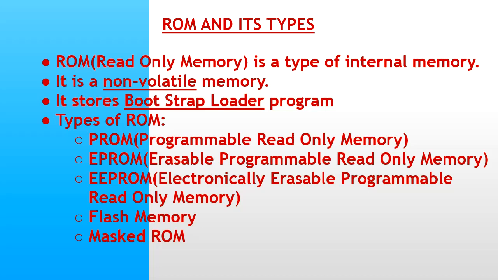Coming to the types of ROM, the first one is PROM, that is programmable read-only memory. The contents can be programmed using a special device known as a PROM programmer. It is also called OTP, that is one-time programmable ROM. This means it can be programmed only once at the time of manufacturing and cannot be modified later. PROM provides a faster and less expensive approach for storing.